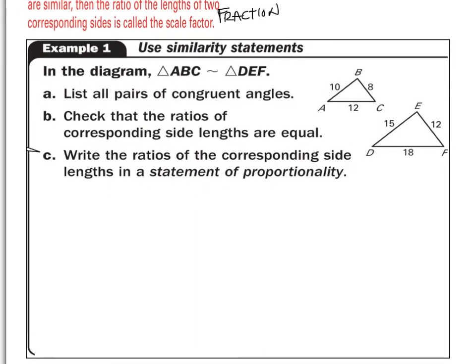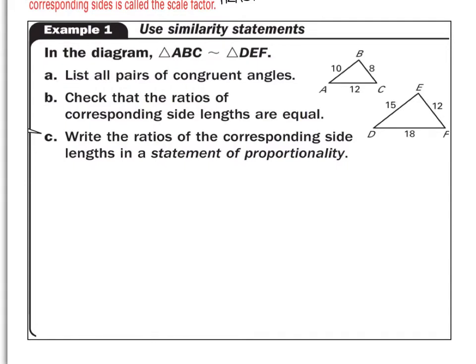Okay, here it says using similarity statements. In the diagram, ABC is similar to DEF. List all pairs of congruent angles. Check that the ratios of the corresponding side lengths are equal, and write the ratios of the corresponding side lengths in a statement of proportionality. Okay, so take a chance here, hit pause, and see if you can figure this out on your own before I go through this.